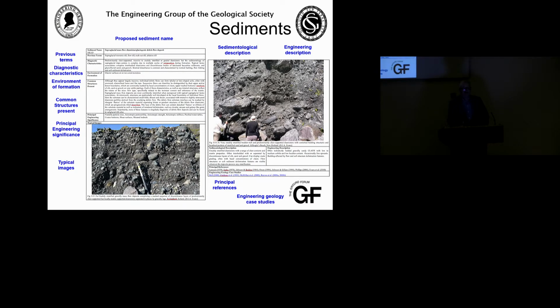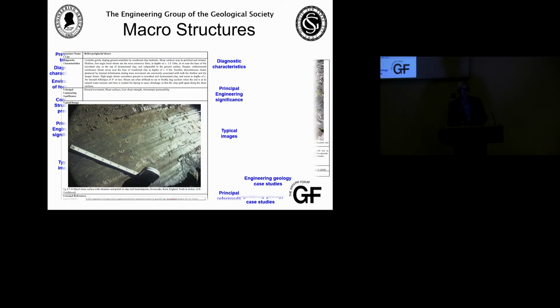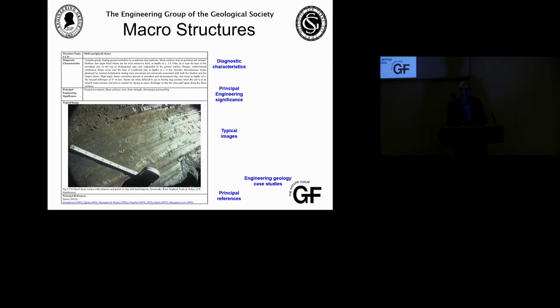And we've added in their sedimentological description, but we were very fortunate to have Dave Norbury working with us, and he went through all of these photographs and put an example engineering classification that you might utilize with these particular deposits. So we've got these structured tables that tell us about the sediments. We did the same thing with the macro structures, looking at their significance. We also added in case studies, I should say, as well.